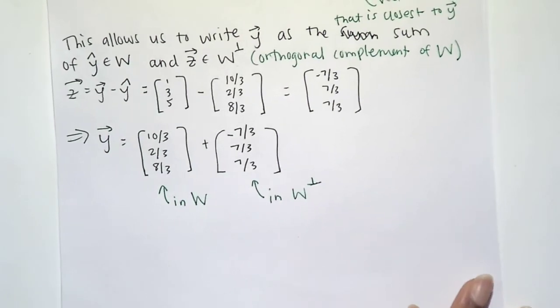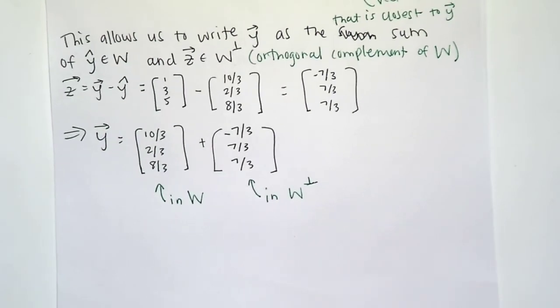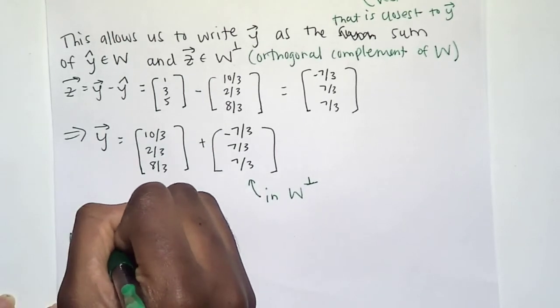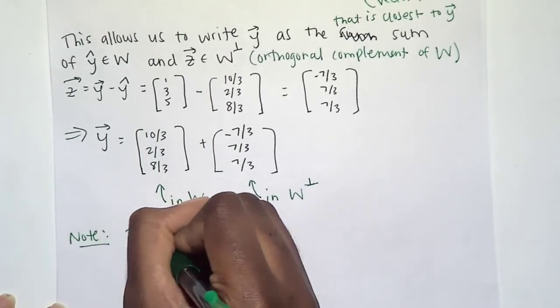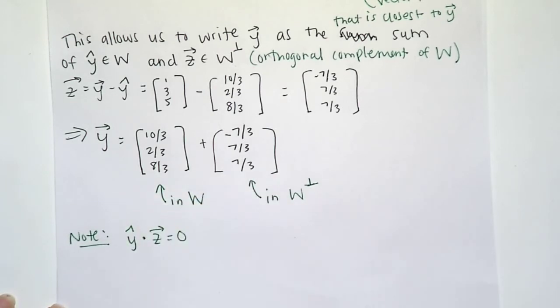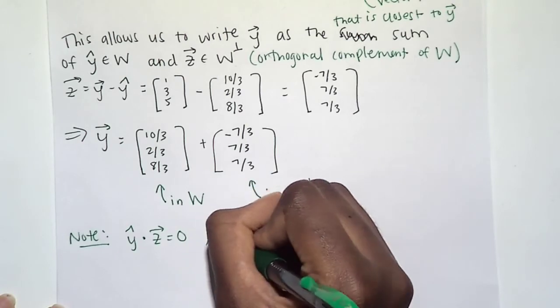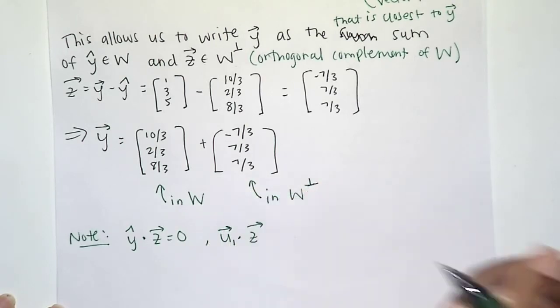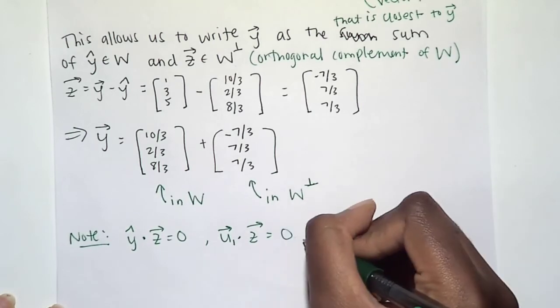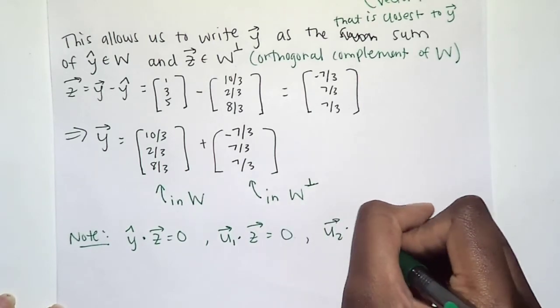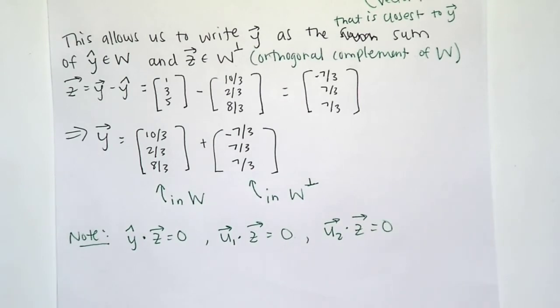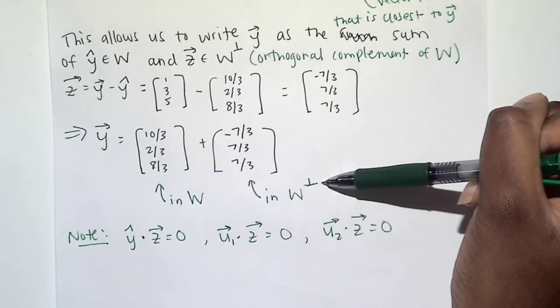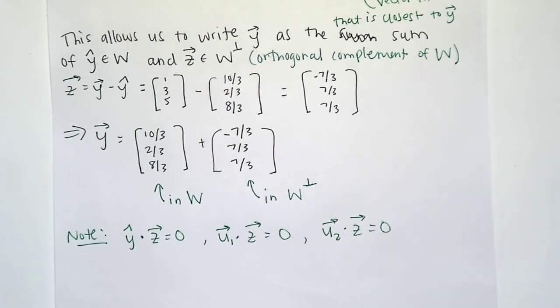All right, and then another thing to note with things in the complement: note that Y hat and Z are orthogonal. What about U1 and Z? Yeah, they're orthogonal. So are U2 and Z. So anything in the orthogonal complement of W is going to be orthogonal to anything in W. All right, so that is going to bring us to our orthogonal decomposition theorem.